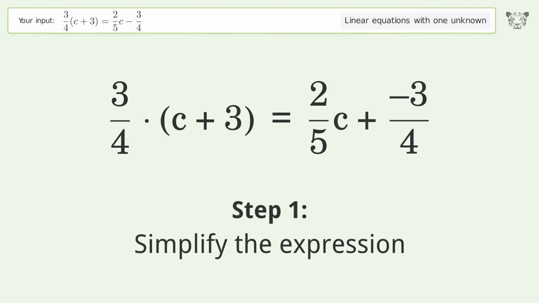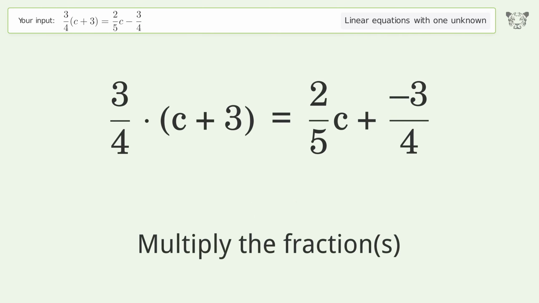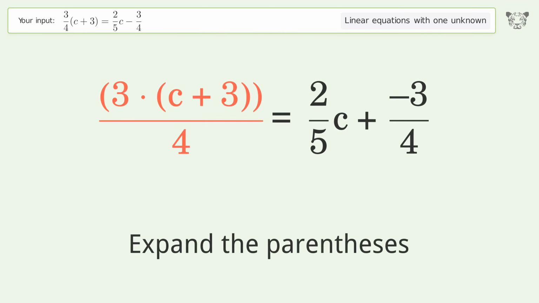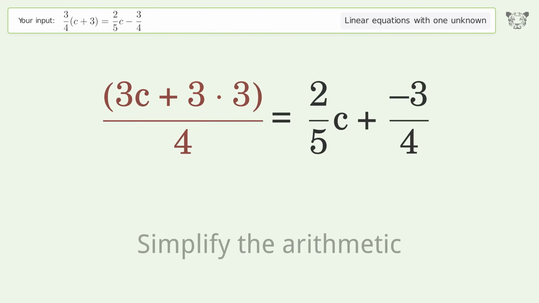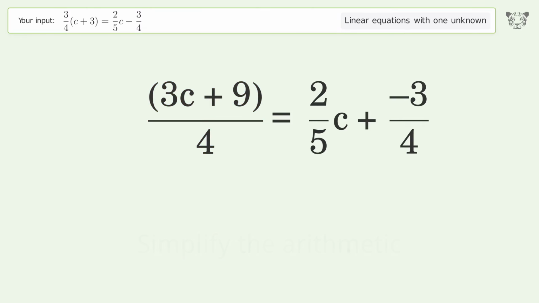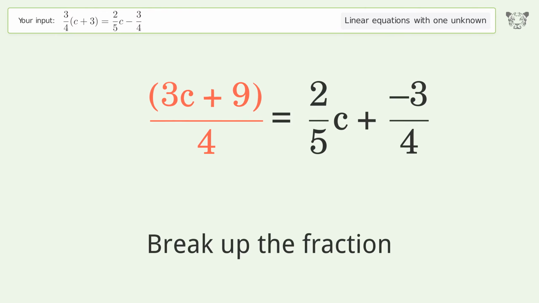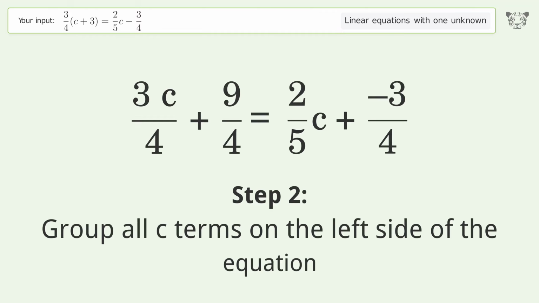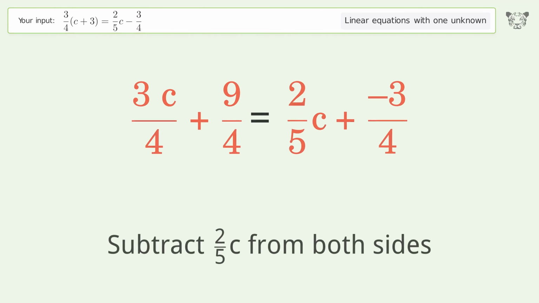Simplify the expression. Multiply the fractions. Expand the parentheses. Simplify the arithmetic. Break up the fraction. Group all c terms on the left side of the equation. Subtract 2/5c from both sides.